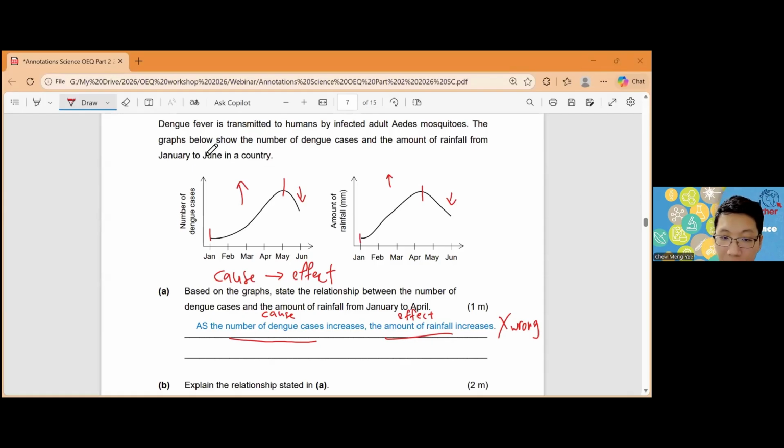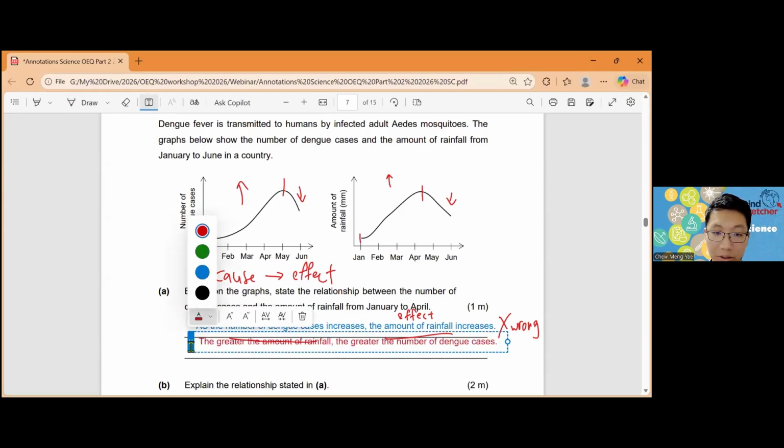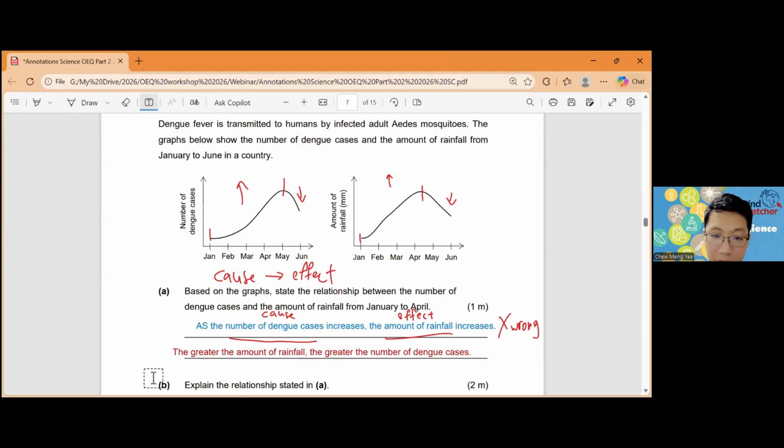So the correct and complete way to write this is as follows. Let me put this in red so that it's clear. This is the correct one. The greater the amount of rainfall, the greater the number of dengue cases. Or you can say, as the amount of rainfall increases, the number of dengue cases increases. This is the second template, using the greater and the greater. But of course, you can still use the first one, as the amount of rainfall increases, the number of dengue cases increases. You can definitely use that.